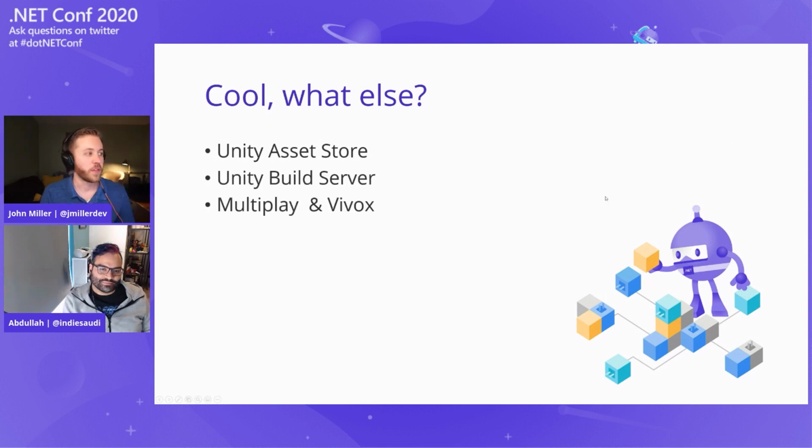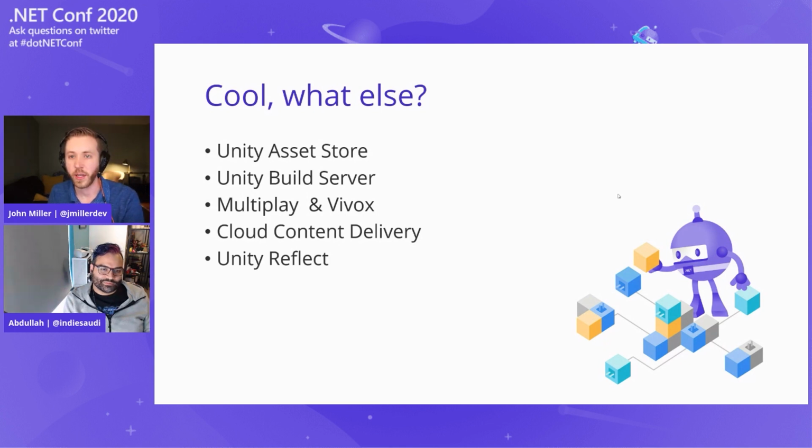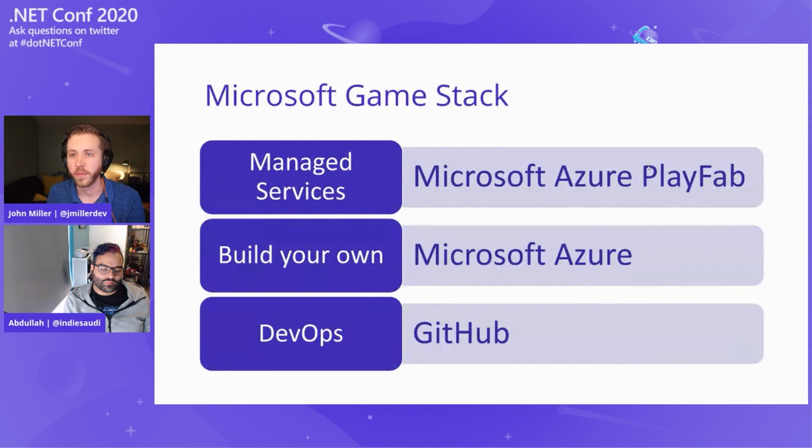There's the build server for cloud builds, Multiplay and Vivox for multiplayer services and voice chat are part of Unity. They have a CDN to use for your games, and Unity Reflect is a cool tool that lets you visualize and manipulate in real time CAD data, which I think is pretty awesome. So if you're in any of those industries, that would be something to check out.